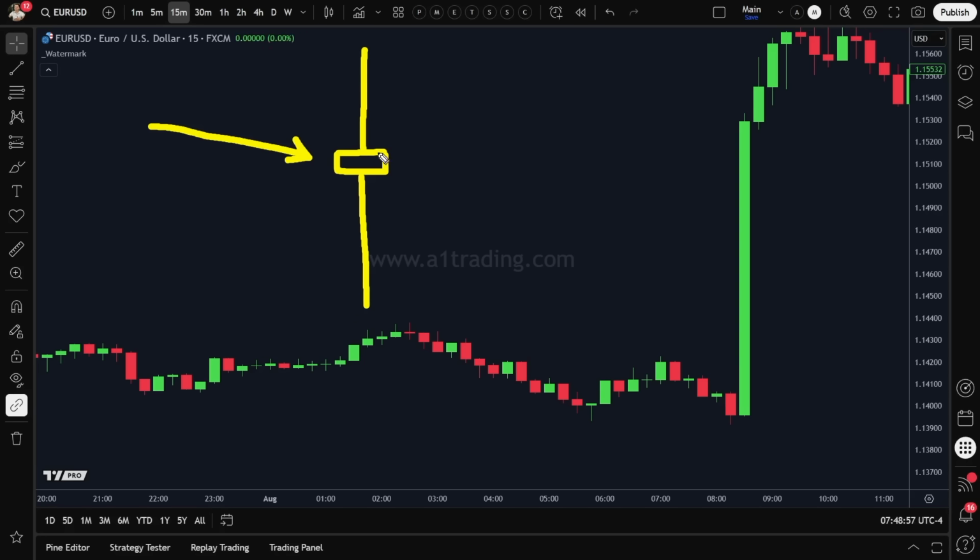Typically, we call these kinds of moves a volatile, spiky, kind of messy candle, but in reality, it is simply the data point that came out pretty much matched in line with expectations.